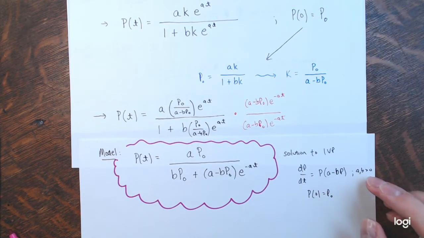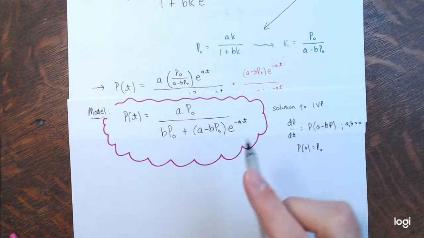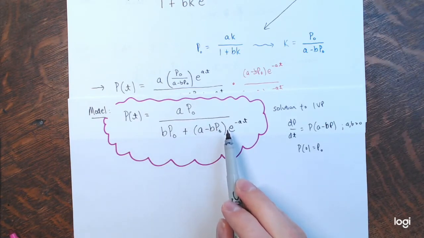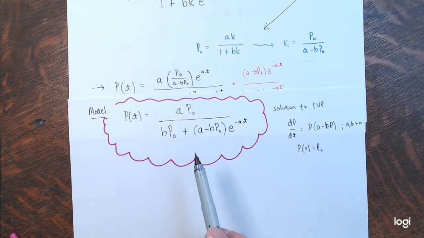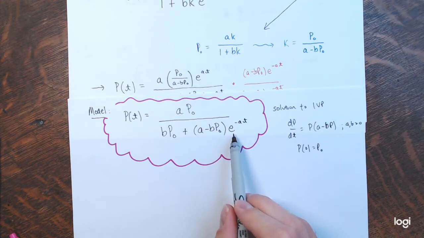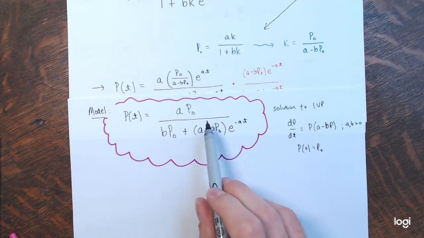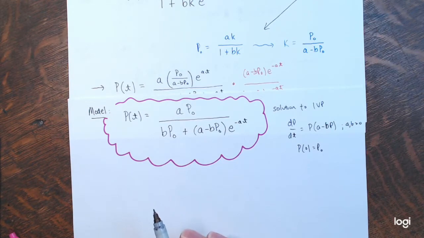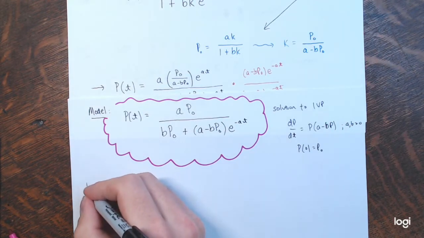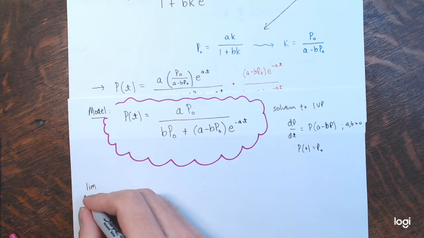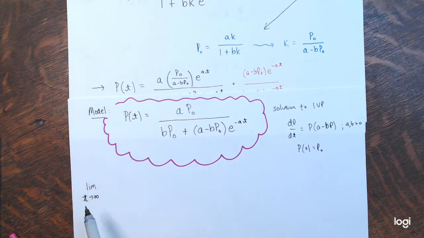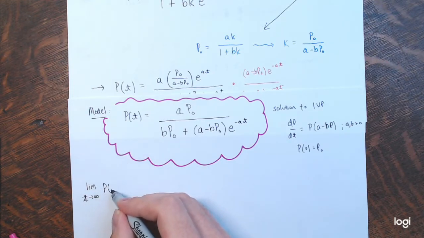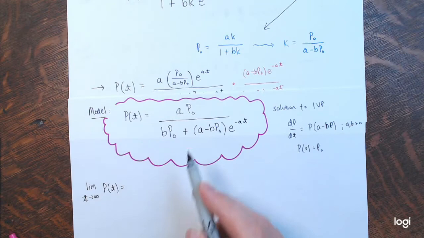Right. Now, look at what happens to such a model. This is a weird looking function, almost rational with an exponential function in it. Look at what happens to this function as time goes by. What's the limit as t approaches infinity of this solution model?